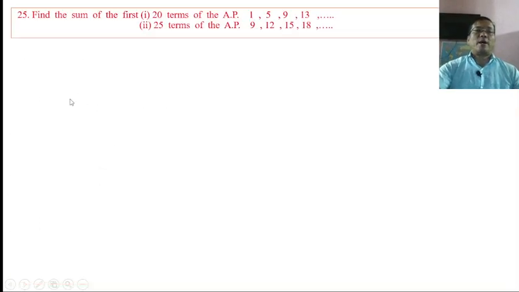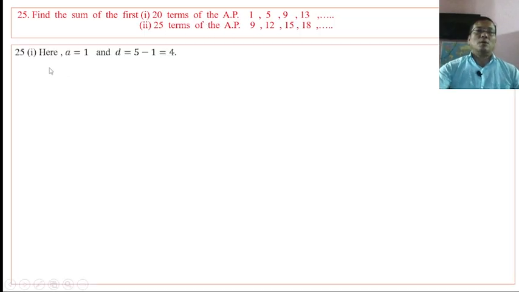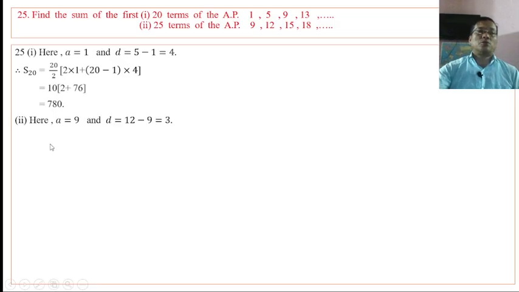For question number 25, find the sum of the first 20 terms of the AP. For Roman number 1, the first term is 1, common difference is 5 minus 1 equal to 4. Using the sum to n terms formula, Sn equal to n by 2 times 2a plus n minus 1 times d. Giving their respective values, we have the answer. For Roman number 2, the first term is 9, common difference is 12 minus 9, that is 3.